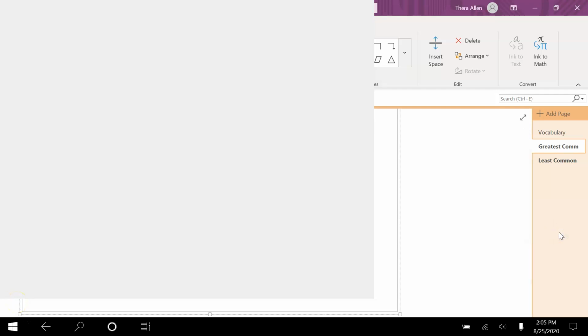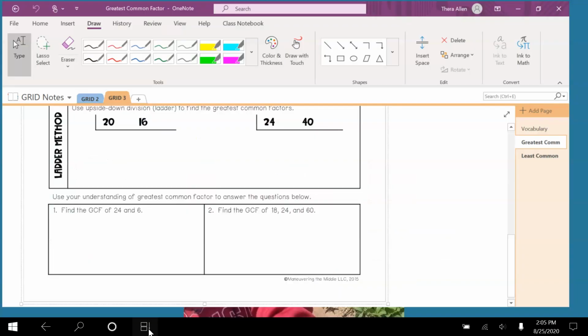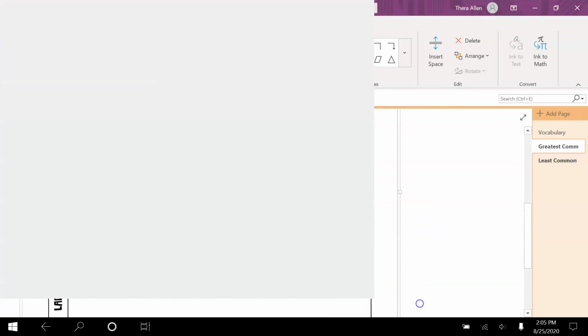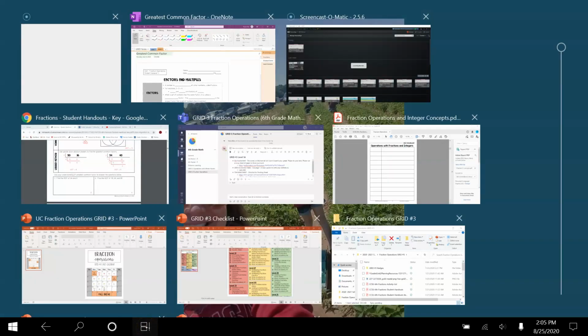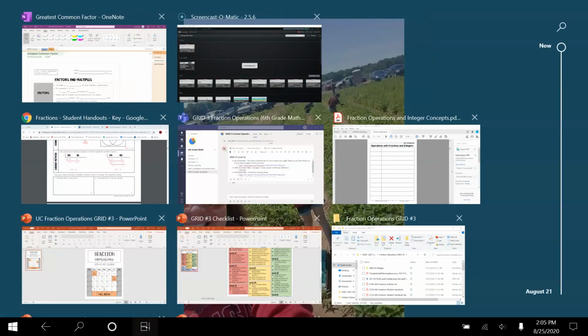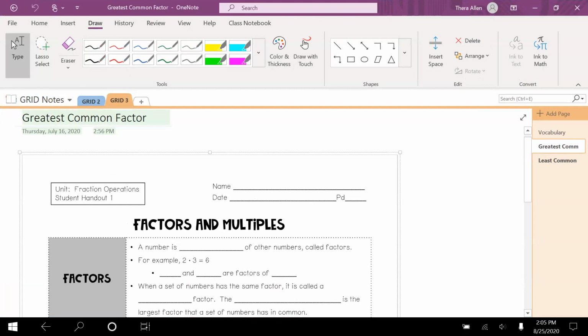Right, so we are going to move on to our greatest common factor. And I need to get rid of this. So our greatest common factor.